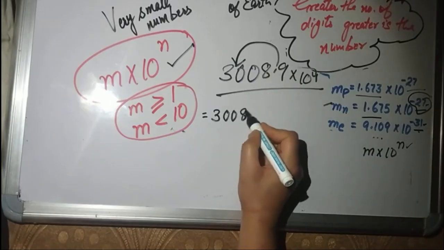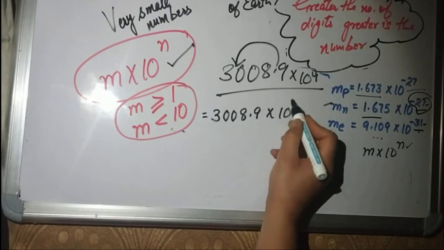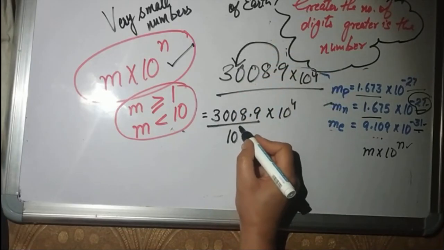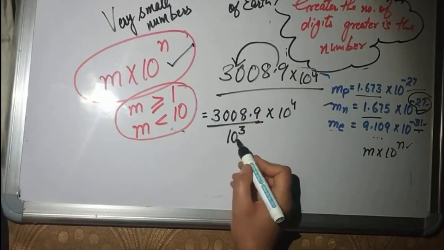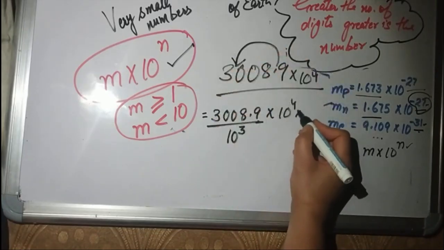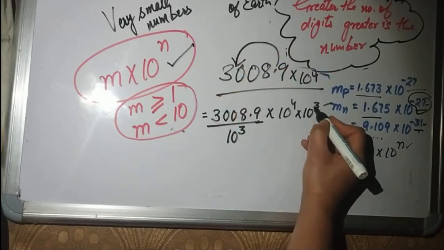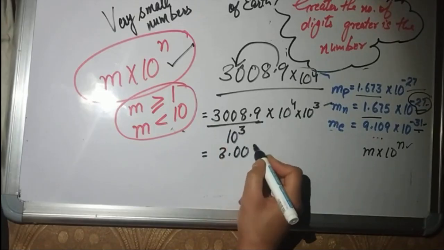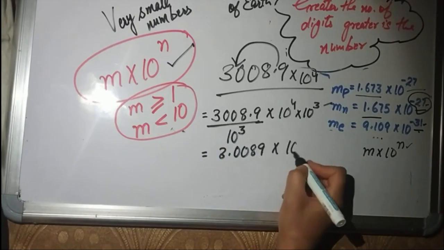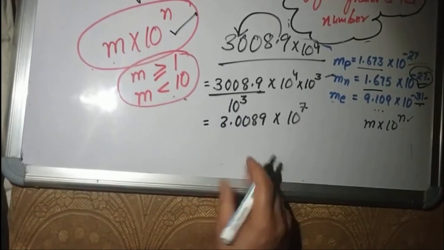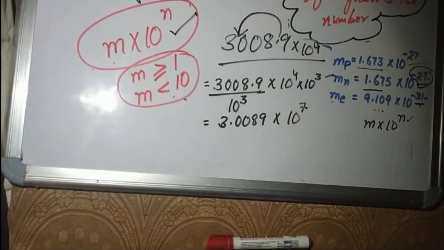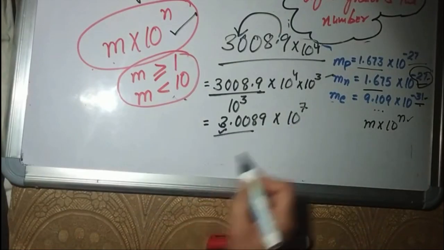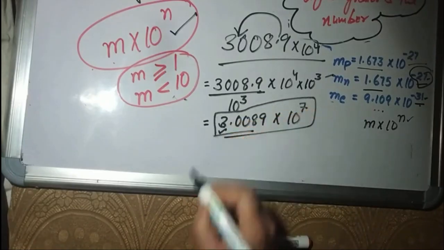So 3008.9 into 10 raised to power 4. Because we have to bring it back by 3 places, I'll divide it by 10 raised to power 3. But now I have changed the number, so I will multiply also. Now I get 3.0089, and this became 10 raised to power 7. Is it in scientific notation? Yes, because this is in m into 10 raised to power n format, this is a ones place digit only.